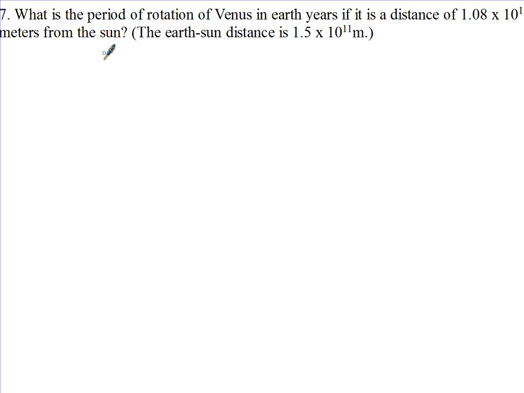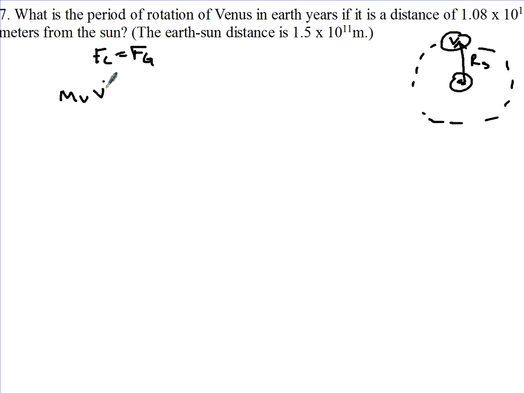We know Fc has got to equal Fg, the centripetal force from Venus. So I'm going to put Venus. Venus is going around the sun. This is the radius to the sun. Let's see. What's rotating? Venus is rotating. So this is going to be the mass of Venus, V squared divided by R, and R is the radius of Venus to the sun, has got to equal big G, the mass of Venus, times the mass of the sun divided by the radius of Venus to the sun squared.